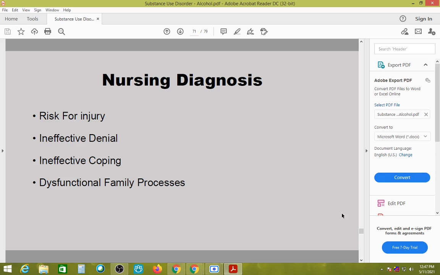Now next, ineffective coping. Ineffective coping because they have poor coping skills, poor coping strategies. Their coping strategies are not the adaptive or effective ones. That's why definitely they keep slipping away, right? So we motivate them, we empathize with them, we assess what the coping strategies are, and we change the maladaptive coping strategies to adaptive strategies. And I told you, family process will always be disrupted. Why? Because of the effect of the substance use. So they will have a lot of dysfunctional family process.